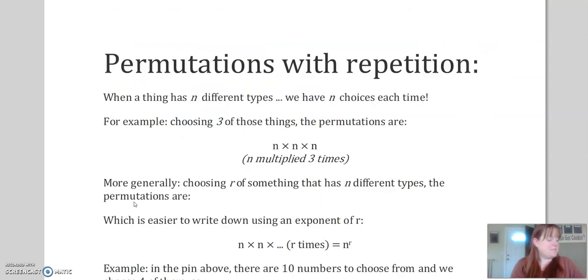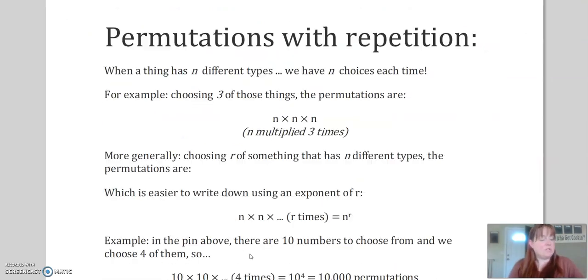Okay, so this is how we would write that with actual notation. So if we have n different things, okay, so in this case we were talking about a phone PIN, and there are 10 different choices every time, right? So if I have 10 choices every single time, and I can repeat that, then all I do is multiply 10 times 10 times 10. And in our case, we multiplied it 4 times because we were picking 4 numbers, okay? So n is the number of choices we have, and r is the number that we're picking, okay?